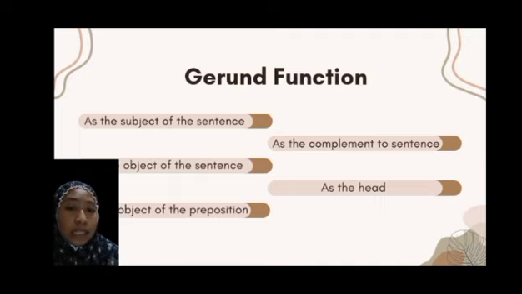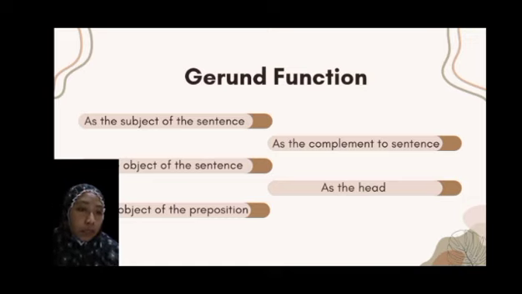And then the last, object of preposition gerunds. Less commonly, gerunds can be the object of a prepositional phrase like the modifiers besides or between, often before a comma. For example, besides cooking, he spends time painting and relaxing.